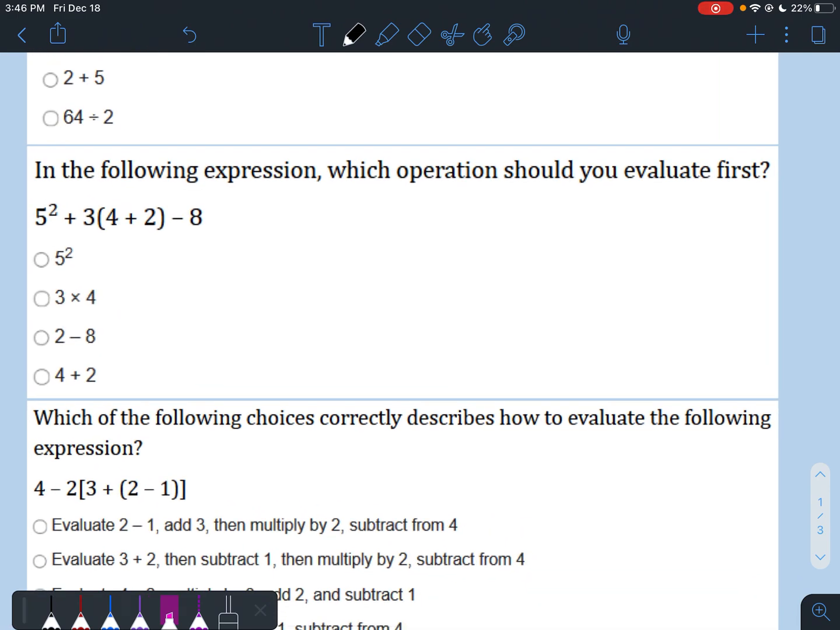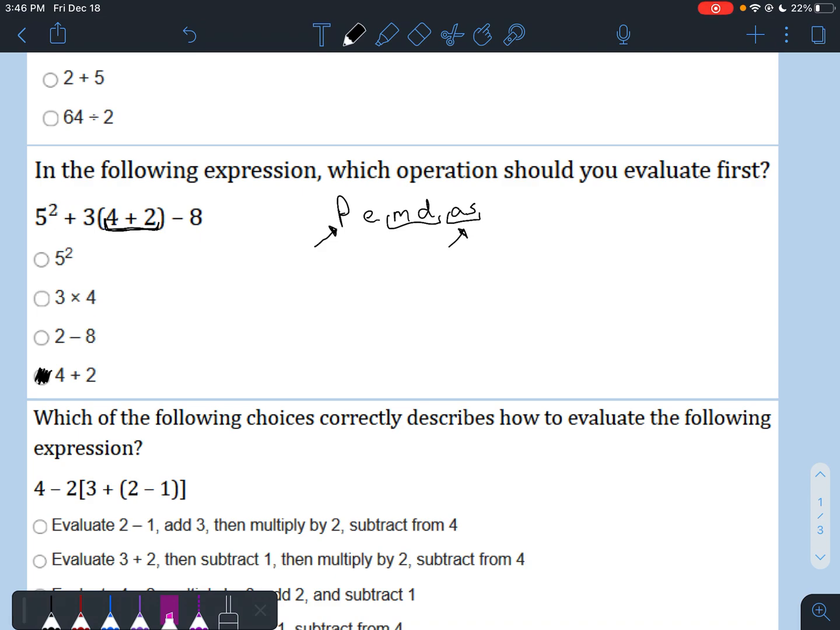Same story in the following expression. Which operation should you evaluate first? Start with parentheses, then go to your exponents, multiplication, division, addition, and subtraction. So start with your parentheses. Do you have parentheses? Oh, yes, we do. So our parentheses are going to end up being what we do first. So the first thing that gets evaluated is 4 plus 2.